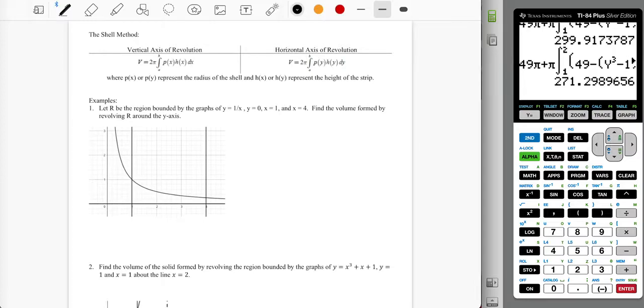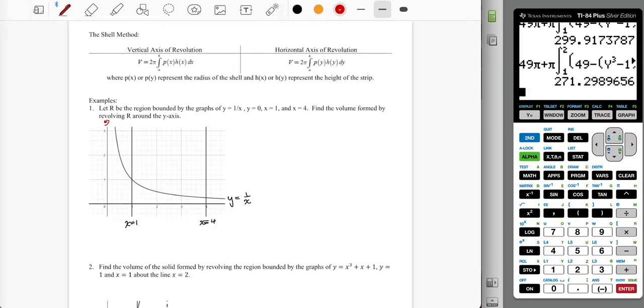Right, so the first example, let R be the region bounded by the graphs of y equals 1 over x. So that's this. x equals 1 and x equals 4. All right, find the volume formed by revolving around the x-axis. All right, so here's my x-axis. I'm sorry, y-axis, it says it right there.